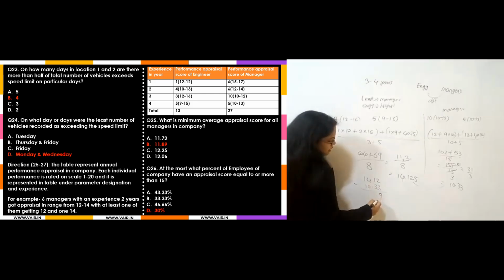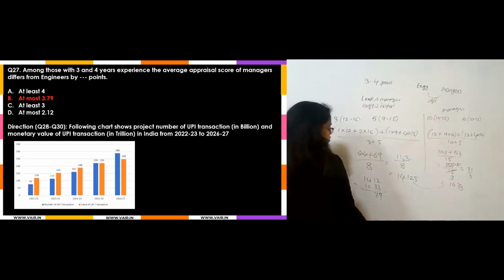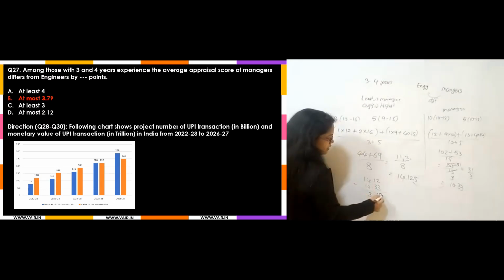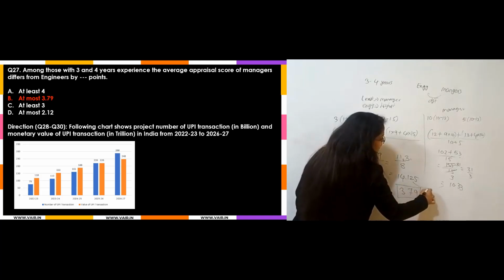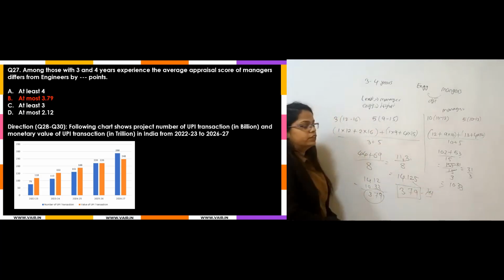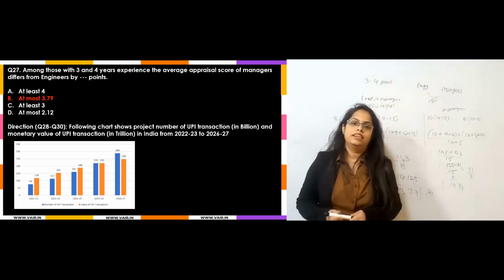0 minus 3 is 7. Very good. And this 13 minus 10 is 3. So your answer was 3.79, and this was quite calculative work. Okay, so this is the answer, 3.79.